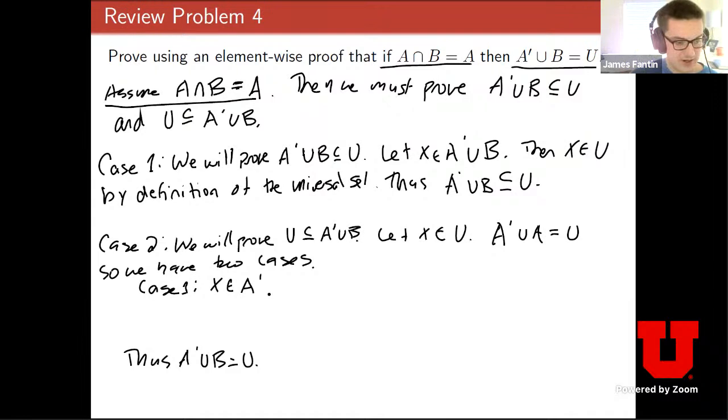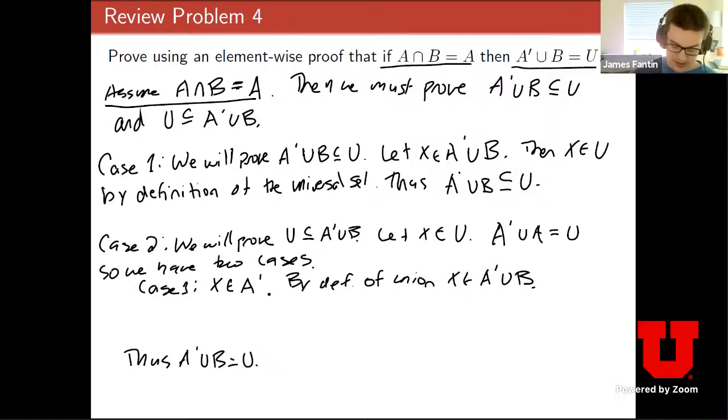If X is an element of A complement, what will be our next step to show that it's in A complement union B? Definition of union. Yeah. By definition of union, we can directly conclude that X is an element of A complement union B, because as long as X is an element of one of the sets, it's in the union of them. So that case is done. Now case 2, X is an element of A.